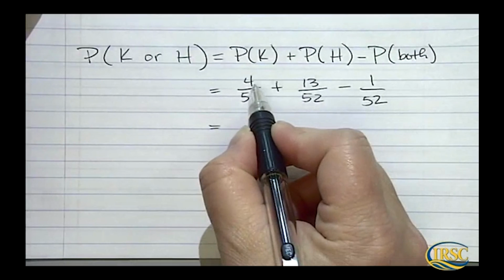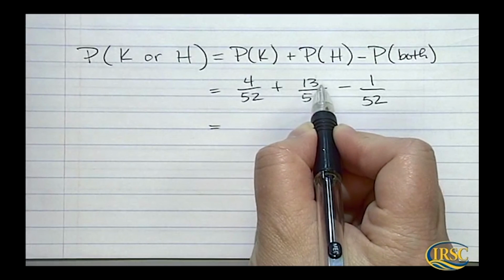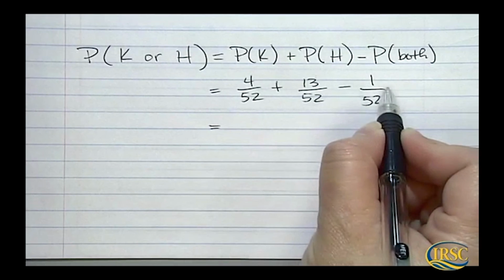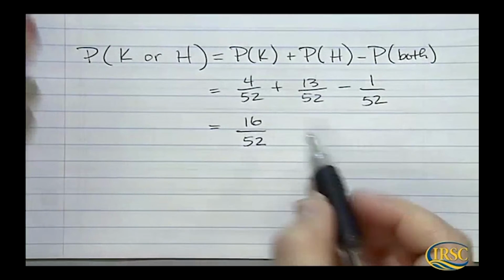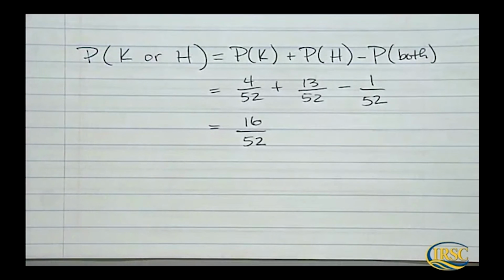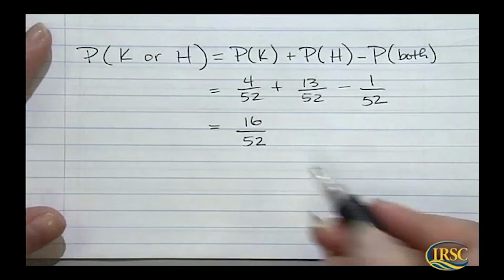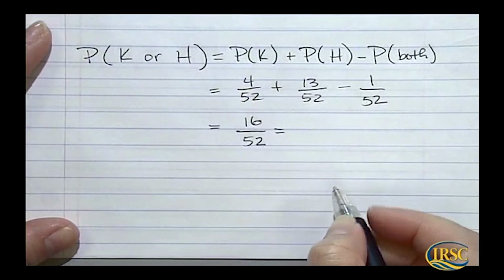All right, so adding, we get 4 plus 13 is 17, minus 1 is 16 over 52. So notice that this was the only time I did not want to reduce yet, not until we get to the very final answer. And so what does that reduce to?